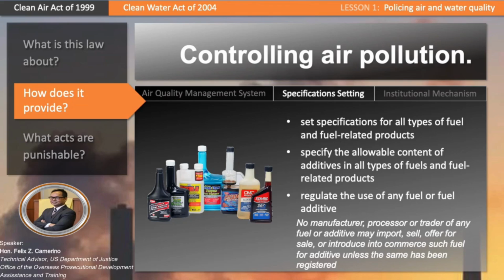And this applies to manufacturers, processors, and traders. So before they can introduce what they've manufactured, processed, or traded into the marketplace, it needs to be registered. That's what regulating here is referring to. And in the earlier laws that we covered, we were talking about permits and licenses. Here it's talking about registering.